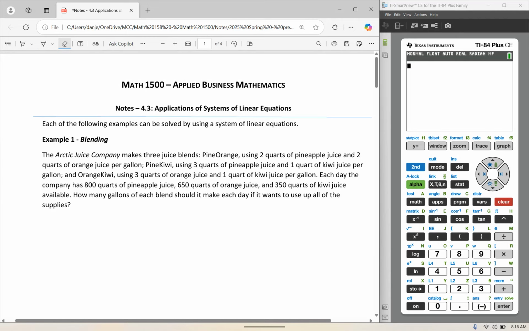In this video, we're going to look at applications of systems of linear equations. If you've been watching the videos, you'll recall that two videos ago we talked about solving systems of equations algebraically, and in our previous video, we looked at solving systems using matrices. In this video, we're going to look at the application.